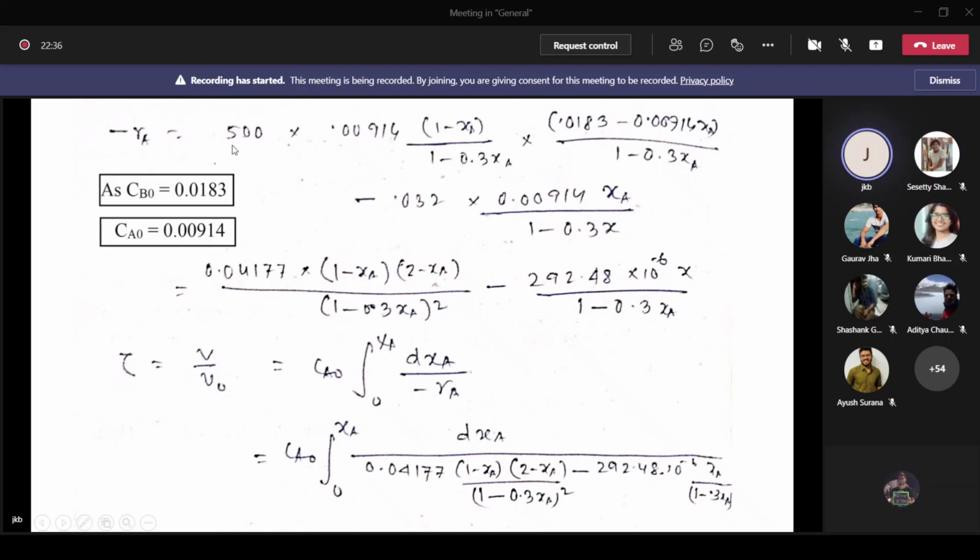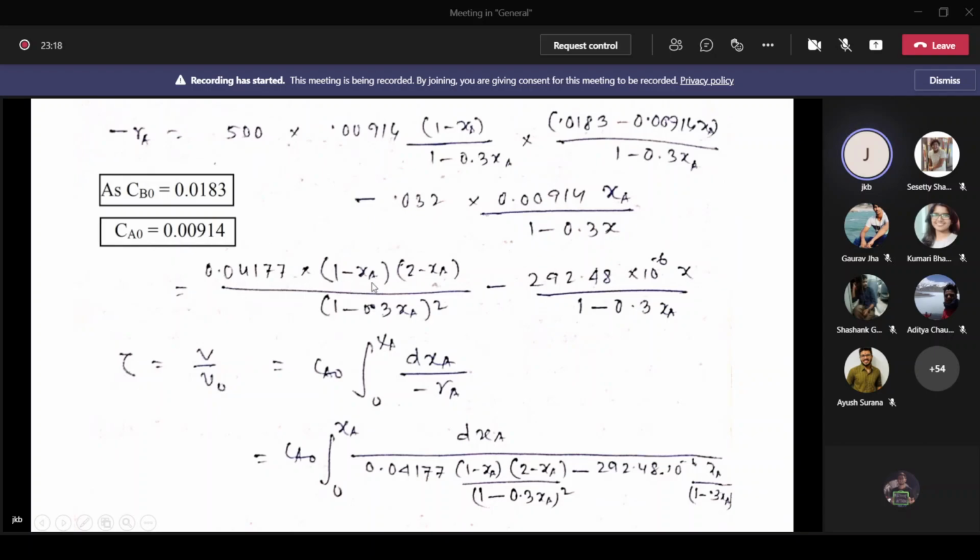Minus Ra is written in terms of rate constant K1, rate constant K2, and the concentrations Cc, Ca, Cb. Now what is Cb0? Cb0 is double Ca0. Ca0 is calculated using the ideal gas law as 0.00914, multiply by 2, then you will get Cb0 as 0.0183. Substitute 0.0183 here. Then further you simplify this rate equation.